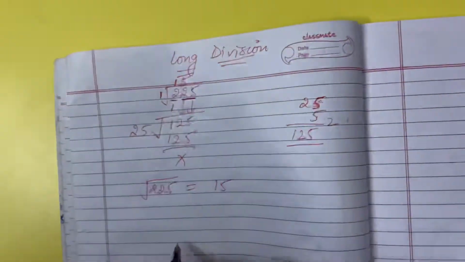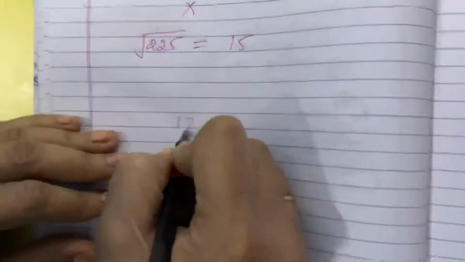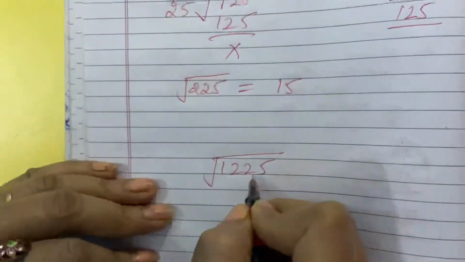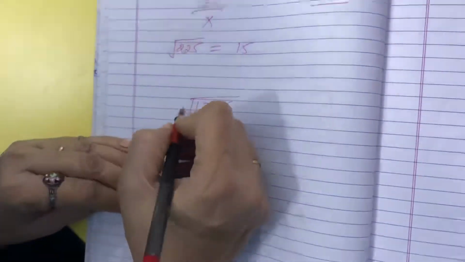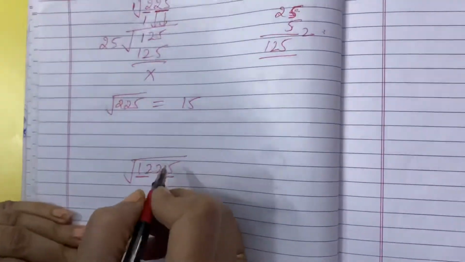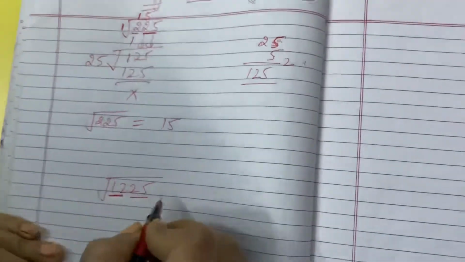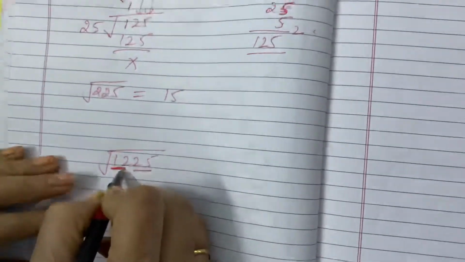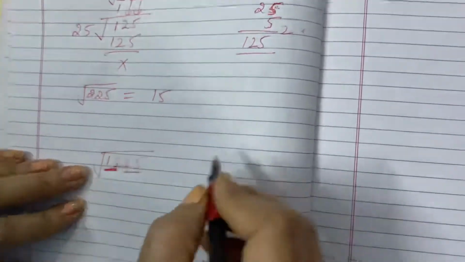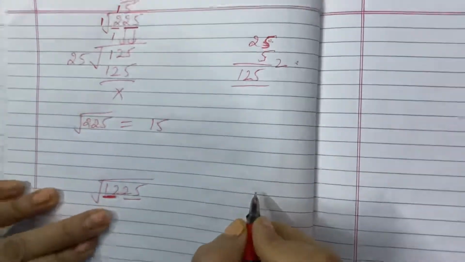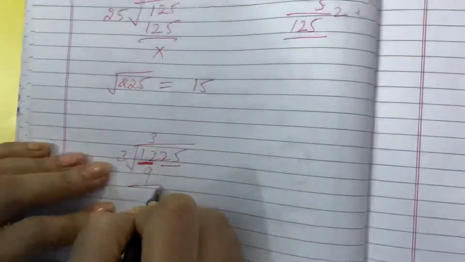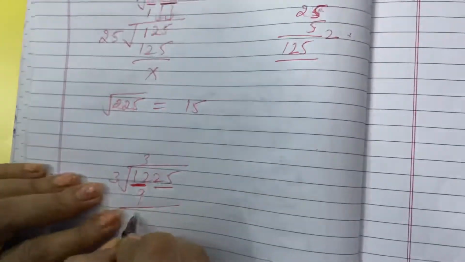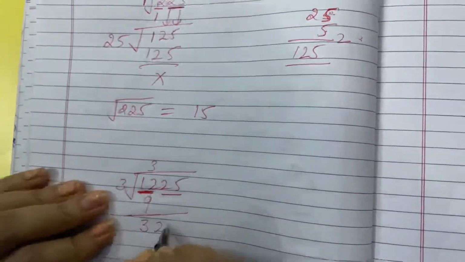Now take one more example. Write it as 1 2 2 5. Now start pairing from behind. You will do one thing. First of all, take the number that will be lesser than this and the number should be in pair. 3 3s are 9, 4 4s are 16. So 4 4s are 16 will not come here. 3 3s are 9 will come here. 9. Then here the remainder would be 3 25.